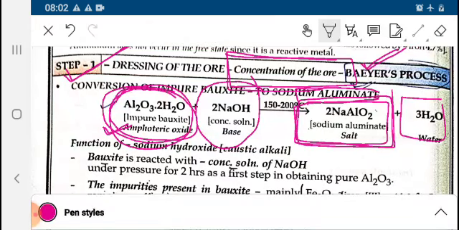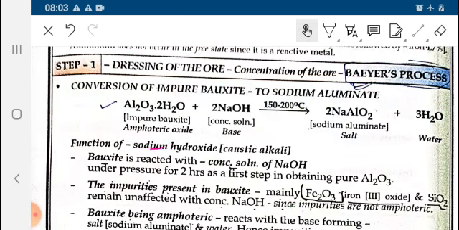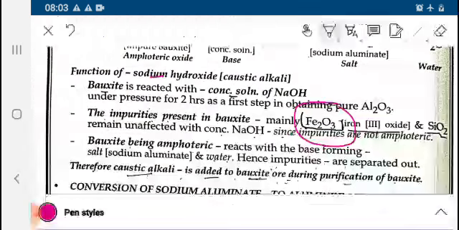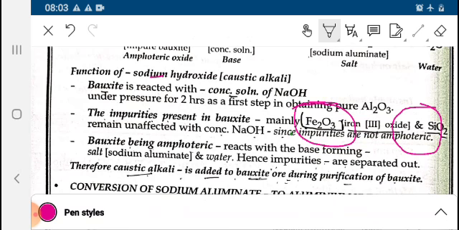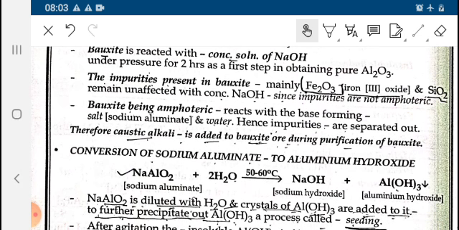Sodium aluminate is formed. NaOH reacts with impure bauxite to form sodium aluminate, whereas it does not react with the impurities. There are several impurities like Fe2O3, SiO2. They do not react with the NaOH because the impurities are not of the amphoteric type. Bauxite being amphoteric, there is a formation of sodium aluminate.